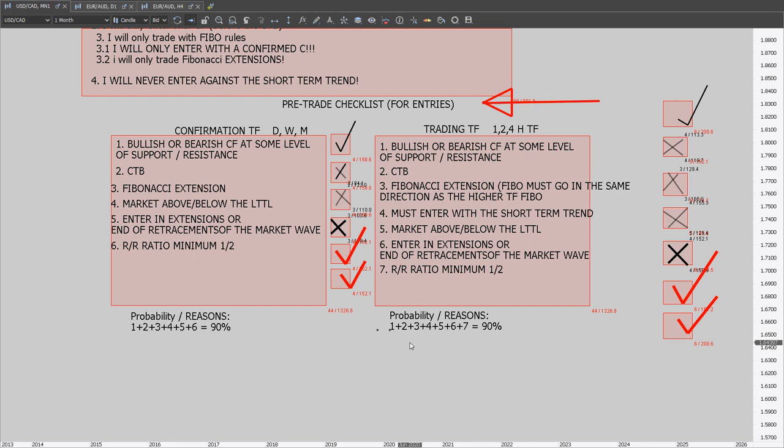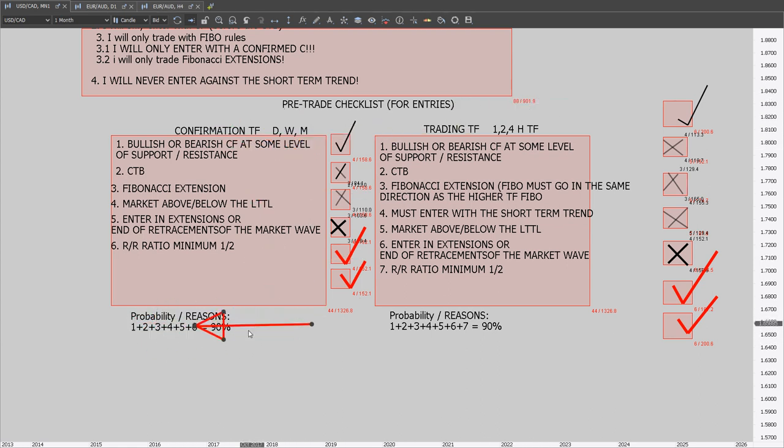Correct. So yes, I can enter, but it doesn't make any sense, right? No, it's not 50-50. Everybody, so this is the lesson today. When you have your pre-trade checklist in place, okay, let's talk first about the confirmation time frame.